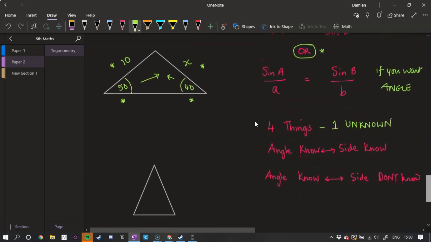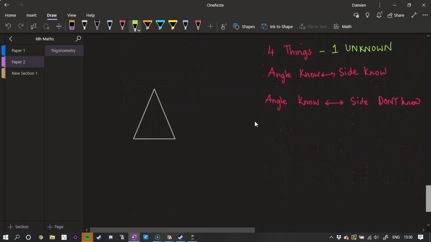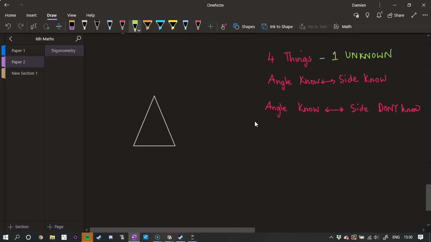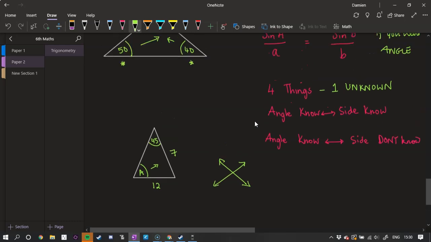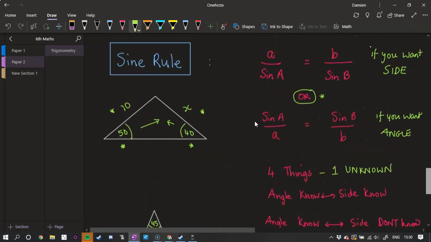Another way this could look, the triangle doesn't always have to look like that. Maybe a triangle like this. So we could have something like this, 45 degrees. And then opposite that is a side that we do know, which is 12. We could have an angle that we don't know, A, and that's okay as long as we have what's opposite that, which would be 7. So again, four things. We've got two angles, two sides, but there's only one unknown. So this would be an example of where we would use a sine rule. So generally sine rules often have this sort of shape. Once we have that, then we can start figuring out how to solve them.